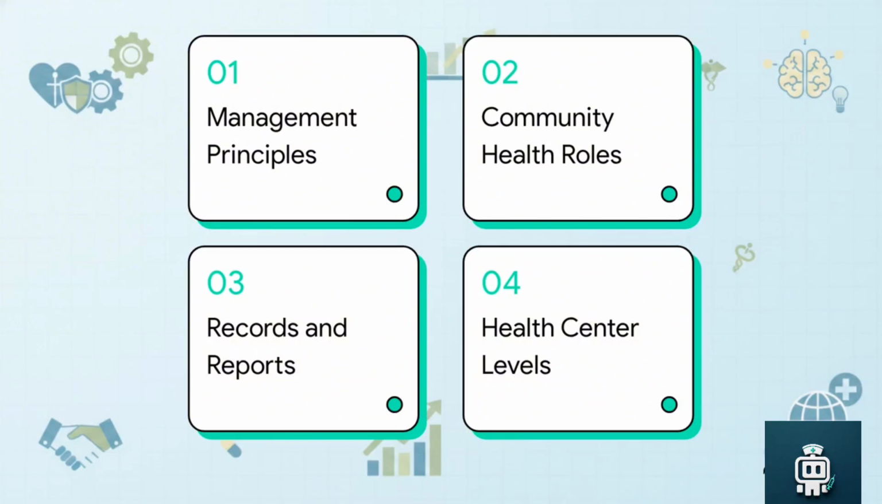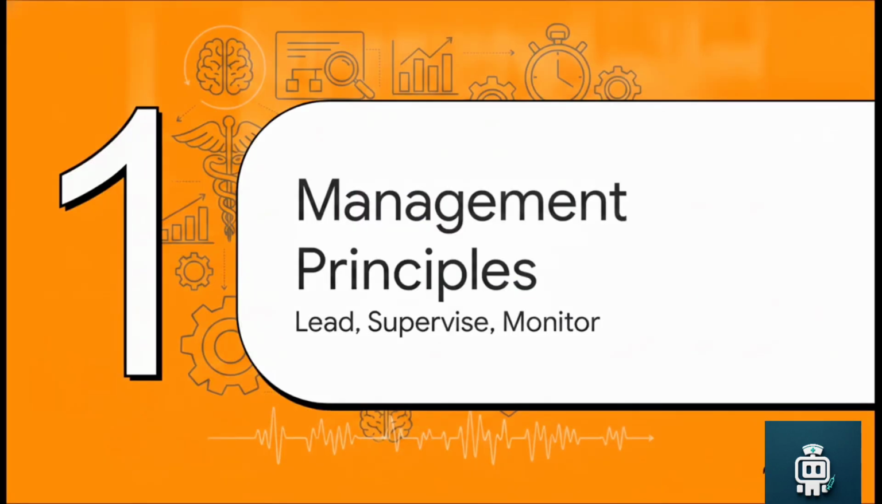To get through this fast, we're going to knock out 4 vital areas today: core management principles, key community health roles, mastering records and reports, and finally, levels of health centers. Starting right off with area number 1, core management principles: leading, supervising, and monitoring.